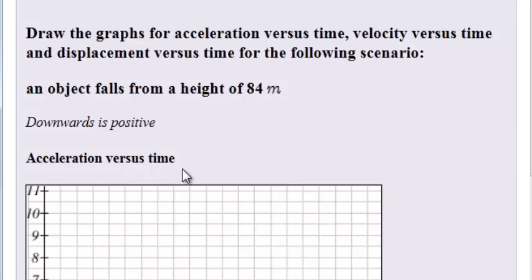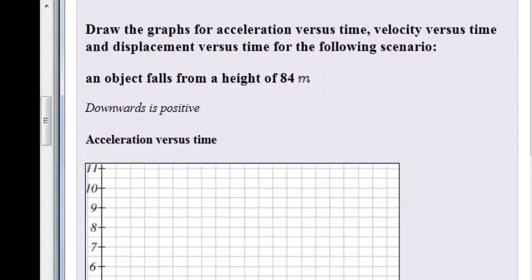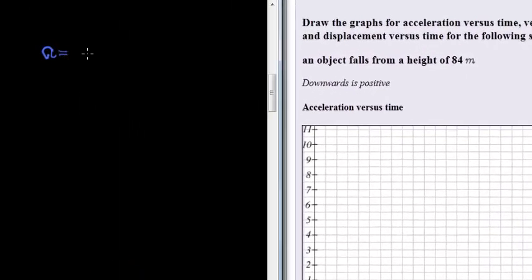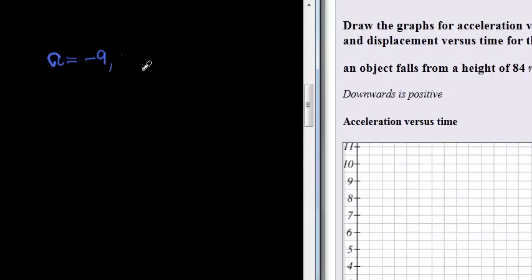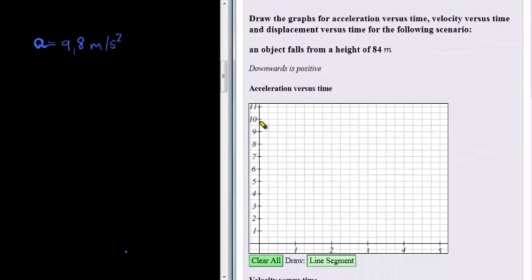So if we have to do the acceleration versus time graph, they tell us downwards is positive, so we know that acceleration is 9.8 meters per second squared, because downwards is positive. Since acceleration is a downwards vector, it is going to be a positive value. So this is simply at 9.8, which is around about there, and we're going to draw a horizontal line. Problem is, we don't know how far to draw it, because we have to stop at some point: the object stops falling, so it stops having acceleration.